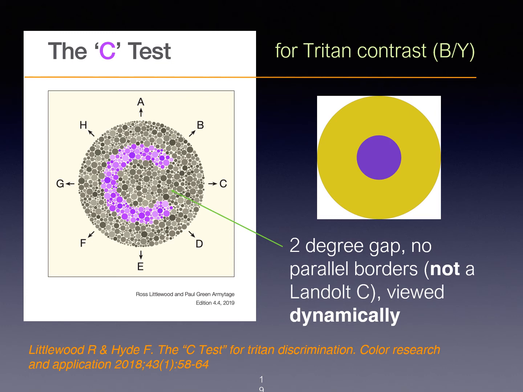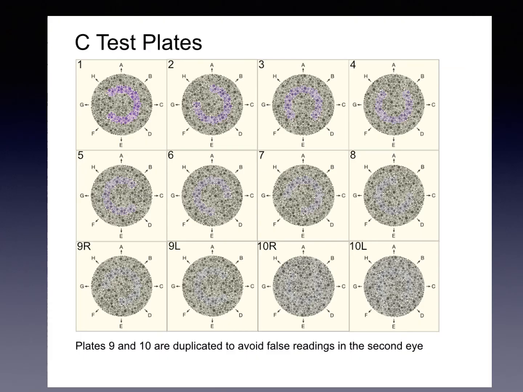And the final strategy to discourage parvocellular perception is to ask observers to look at that foreground circle and move their eye constantly in a moving pattern around it and encounter the gap dynamically and then identify where the gap is. This is the 10 plates of the C-test shown in one slide, where you can see that the gap is in a different location in sequential slides and is increasingly harder to find due to decreasing contrast. Plates 9 and 10 are duplicated to allow a different image for left and right eyes.